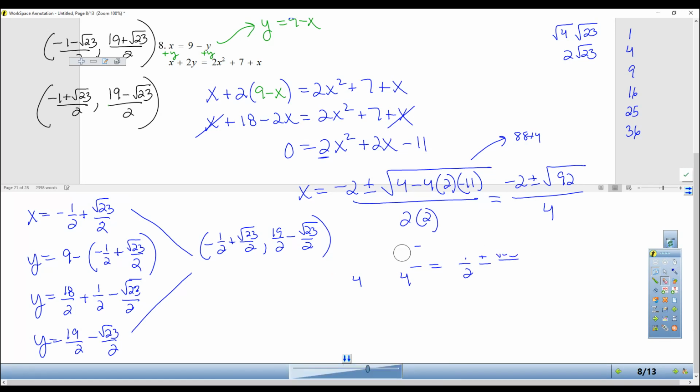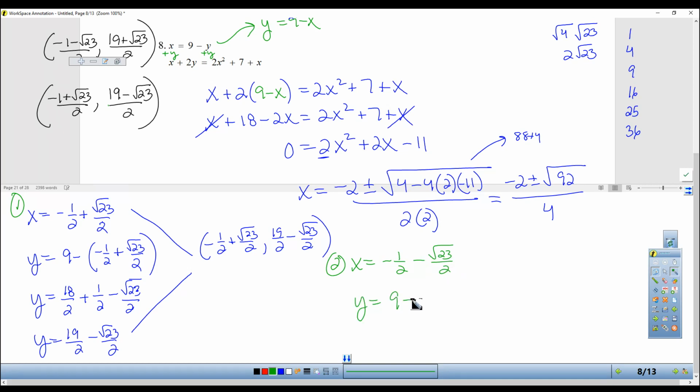I'm just going to make myself a little room here, and I'll do the other one. So then the other one, that's the first answer. The second one, if x is equal to negative 1/2 minus the square root of 23 over 2, then y is 9 minus negative 1/2 minus the square root of 23 over 2, which again, you should change the 9 to 18 halves so that you have like denominators, and then you have to distribute that negative. So plus 1/2 and then plus the square root of 23 over 2.